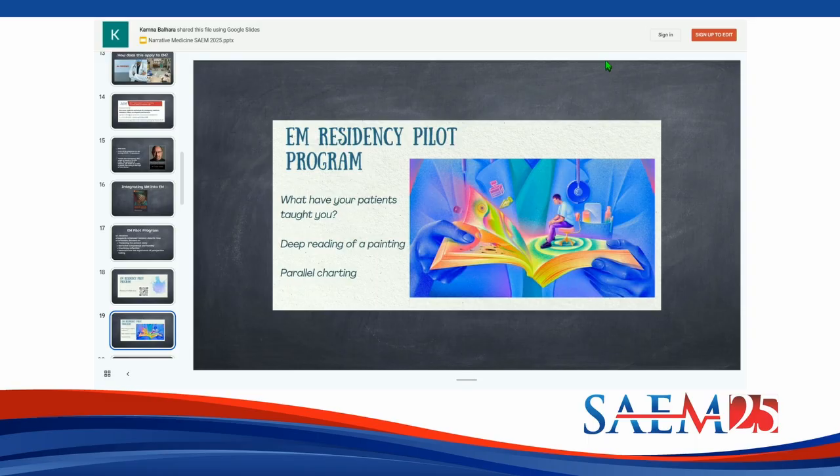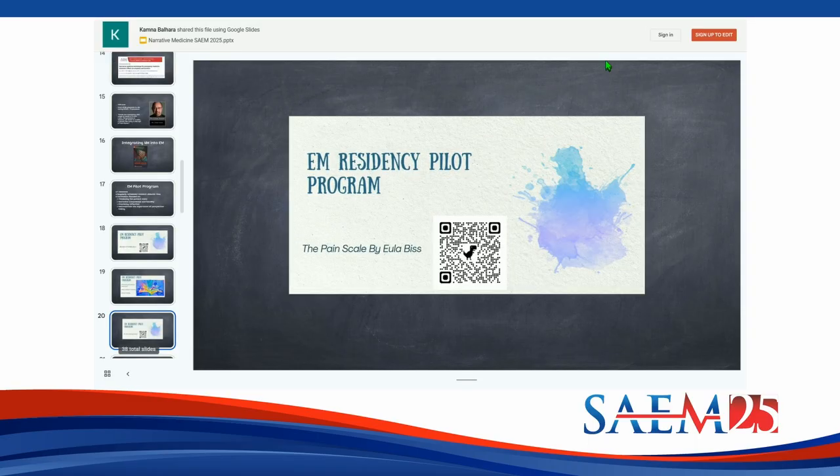And we also introduced the concept of parallel charting by Rita Charon, who talks about writing a parallel separate chart about the patient, things about the patient that aren't important to the EMR or don't belong there, but they stood out to you and affected you.